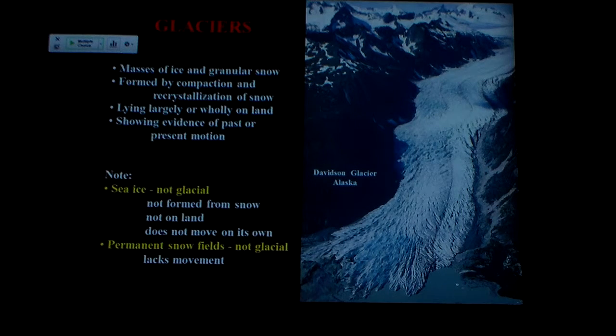Glacial ice is recrystallized snow. The snow falls in the mountains, it accumulates, just the weight of the snowfall compacts the snow underneath, and as that occurs, metamorphism occurs. Glacial ice is essentially a metamorphic rock.